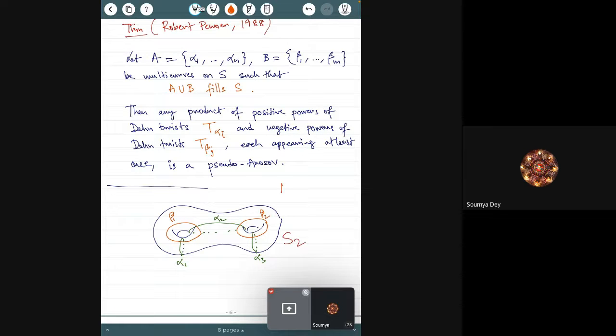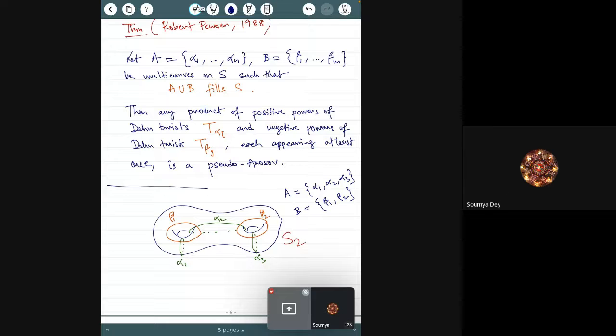So what is the collection A here? It has three curves, namely alpha 1, alpha 2, alpha 3. You see, these are mutually disjoint; they do not intersect each other. What is B? It has two curves, beta 1, beta 2. Same here, beta 1 and beta 2 do not intersect. So our first condition, that they should be multi-curves, is satisfied.